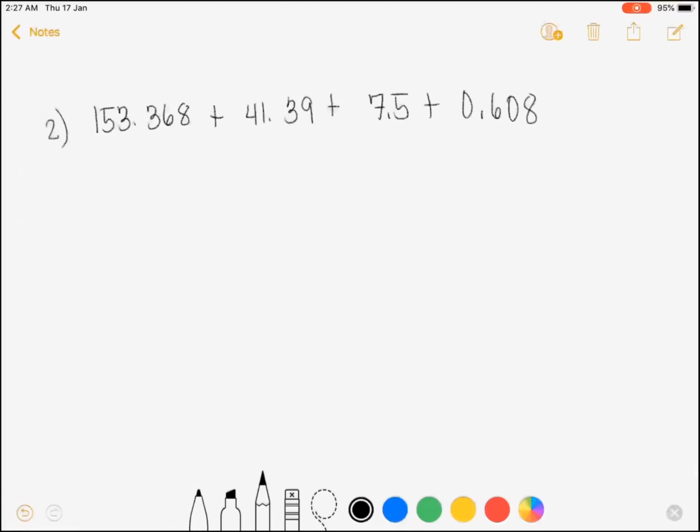Okay, let's proceed sa example number 2. This time we have 4 numbers to be added. So, the first step is i-align lang natin yung mga decimal point nila. So, rewrite natin sila lahat. 153.368, 41.39, 7.5, then 0.608.